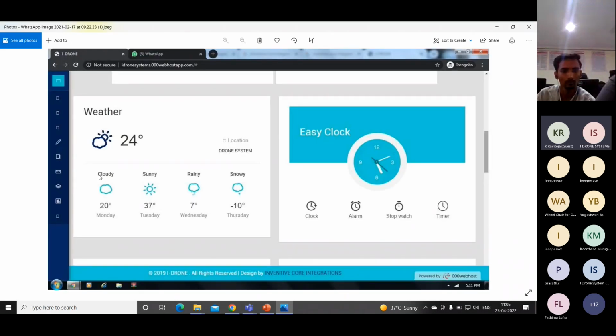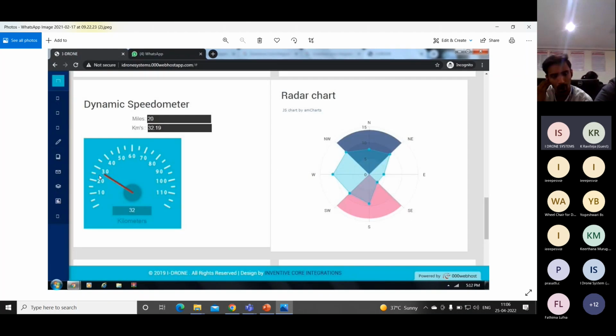Actually, this is our website. Here we can see the weather forecast of our place. If the weather forecast is not good, then our drone will not take off. And this is the clock, a general standard time clock. We will be using this in our website. And this is a dynamo speed meter, so we can know how fast the drone is moving. And the radar chart is for looking at the errors and location interruptions in our drone.